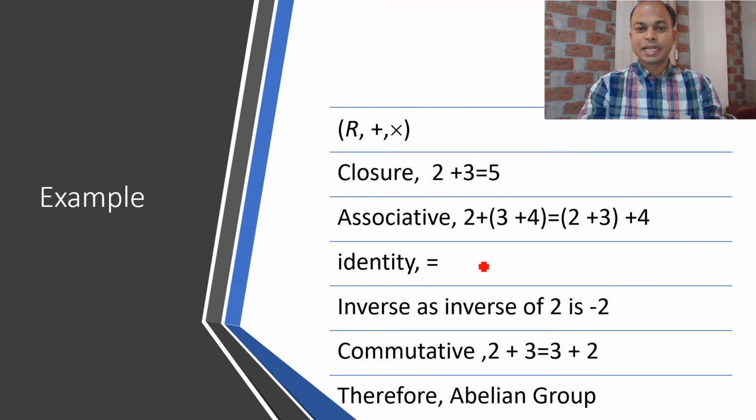If we talk about the identity, in case of the plus, identity is always 0, and 0 further belongs to set of real numbers. We can say that identity property is true. If we talk about the inverse, under the plus, inverse is minus 2, if number is 2, then this minus 2 belongs to set of real numbers, and we can say that inverse property is true. Then 2 plus 3 equals 3 plus 2. Therefore, this is here abelian group. I mean under the plus, closure, associative, identity, inverse, and commutative properties are true.